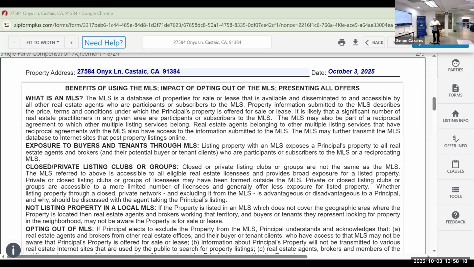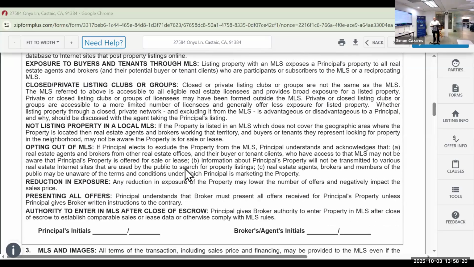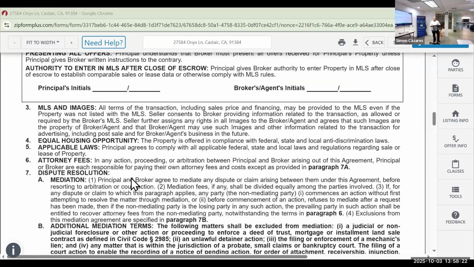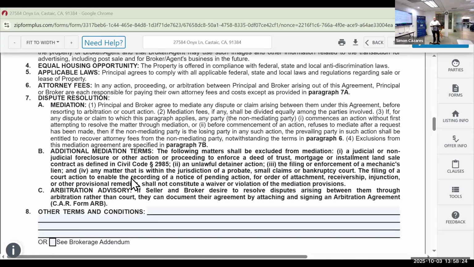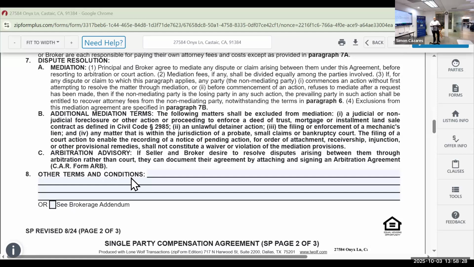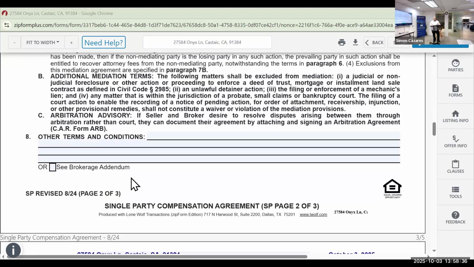Again, this goes into the benefits of putting it on the MLS. They would sign MLS images, equal housing opportunities. So it has a lot of the same information that the purchase agreement and listing agreement have. Mediation terms, I'm not going to go into it, but if there's a dispute, you want to escalate it into a mediation before you go into an arbitration and before you try to sue one another, right?